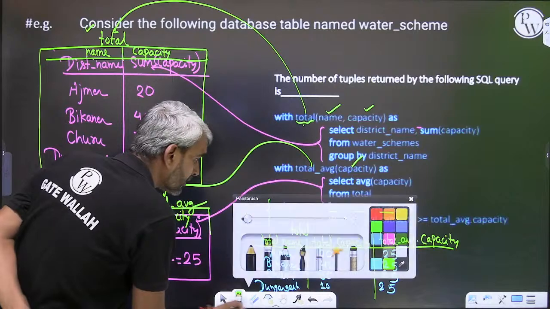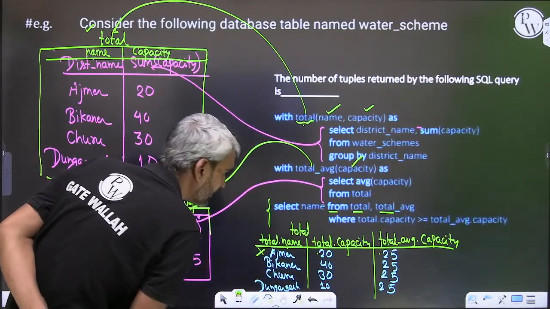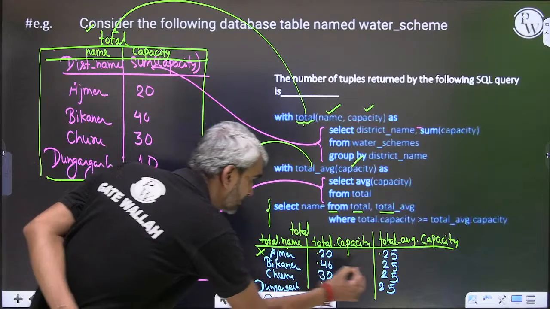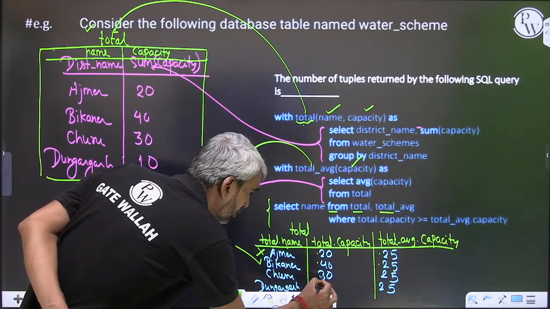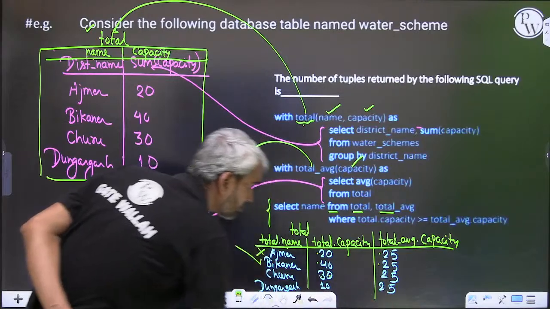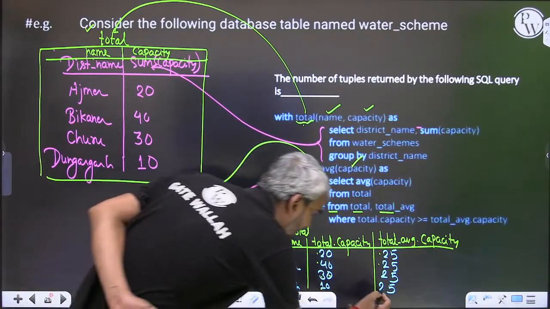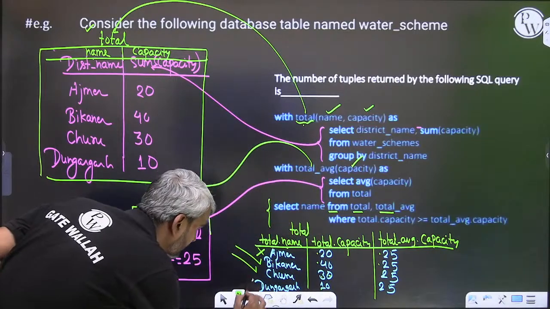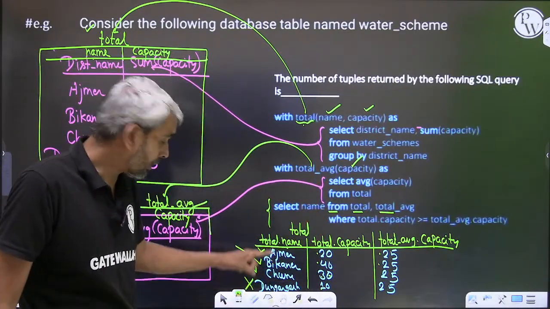So, here, sir, total dot capacity is not greater than or equal to, therefore it will not get selected. Here, total dot capacity is greater than or equal to total average capacity, therefore this will be selected. Again it is greater than or equal, therefore it will get selected. Here, total dot capacity is not greater than or equal to total average capacity, therefore it will not get selected. So from this relation, these two tuples will be selected.